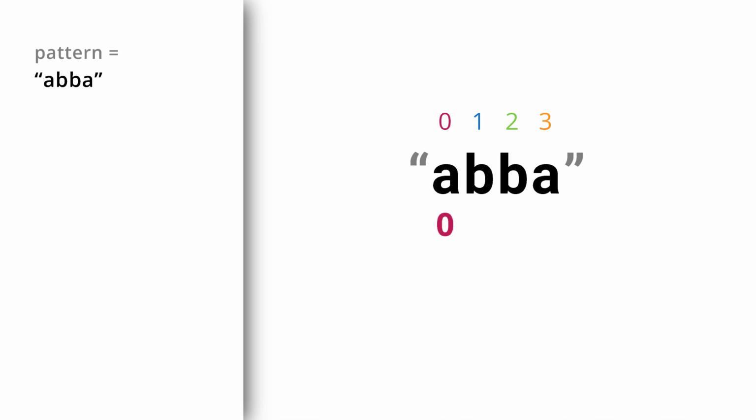A occurred first at index 0, so we will assign 0 here. B occurred first at index 1, so we will assign 1 here. Again, since B occurred first at index 1, we will assign 1 here. Since A occurred first at index 0, we will assign 0 here. Therefore, this is the signature we have generated for the string pattern.